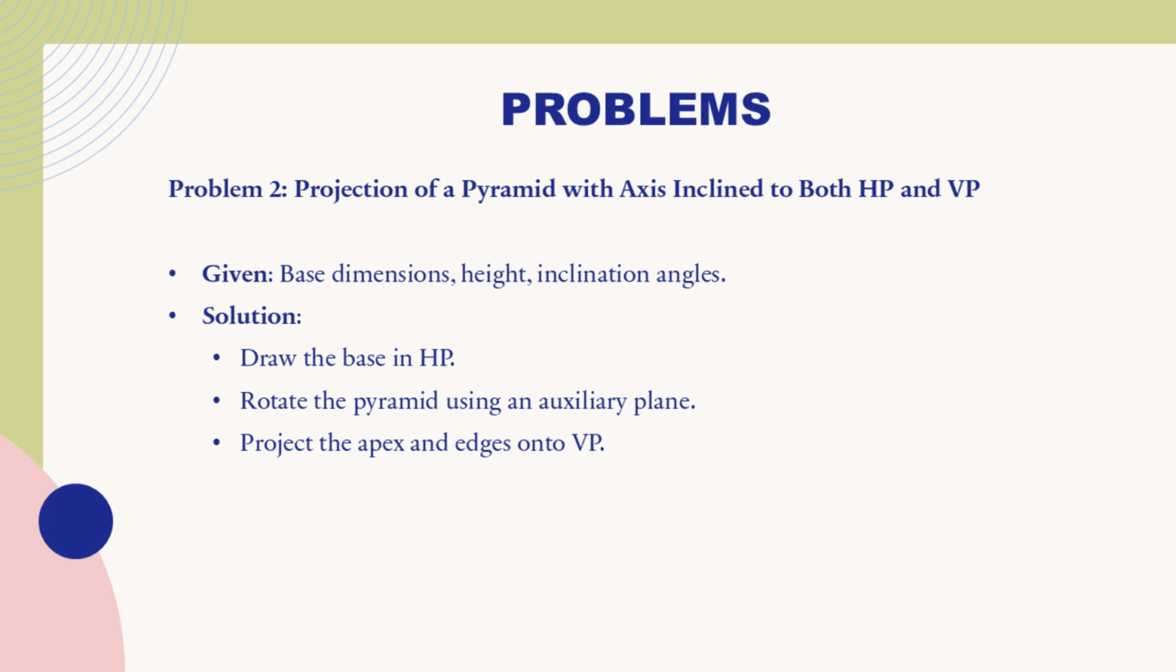Our second problem involves projecting a pyramid with a complex orientation. We'll start by drawing the base on the horizontal plane. Then, we'll use an auxiliary plane to rotate the pyramid. The goal is to project the apex and edges onto the vertical plane. This method demonstrates the power of auxiliary planes in challenging projections.